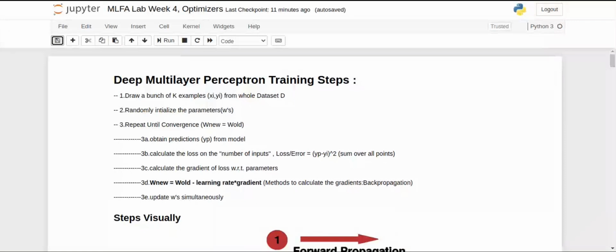If you take randomly one single point, then it is called stochastic gradient descent. Stochastic means you are taking randomly or probabilistically a single point from the whole training set. That is why it is called stochastic gradient descent. And mini-batch stochastic gradient descent means you are taking randomly a bunch of points from the data points. That is why it is called mini-batch stochastic gradient descent. And this is the difference between gradient descent, stochastic gradient descent, and mini-batch stochastic gradient descent.